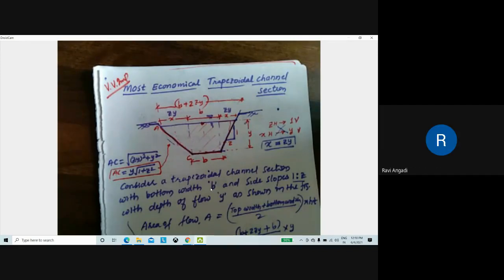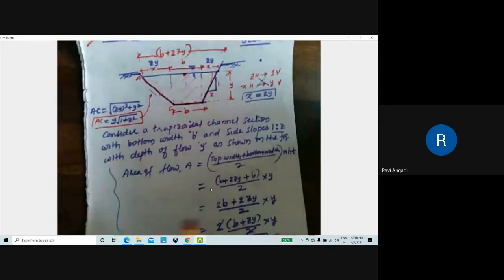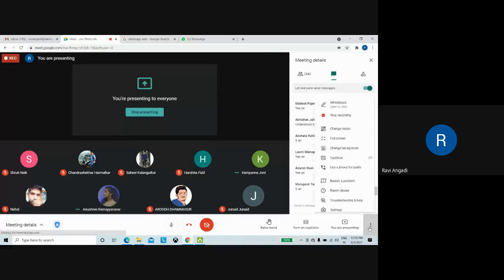Okay. There are 2 more conditions I'll take in the next class. I hope you understood, all of you, this derivation is a very, very important derivation. So with this, we'll wind up today's session.